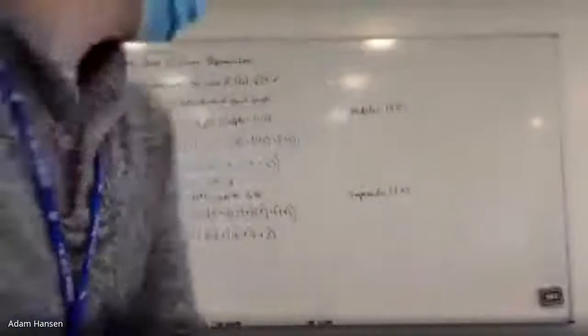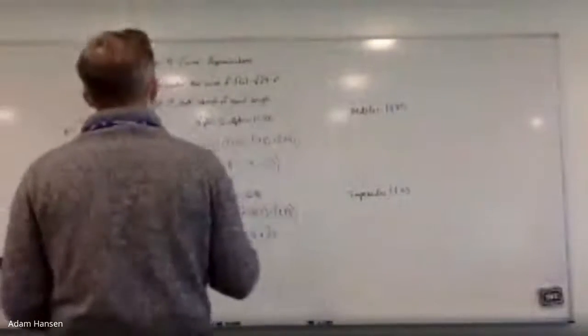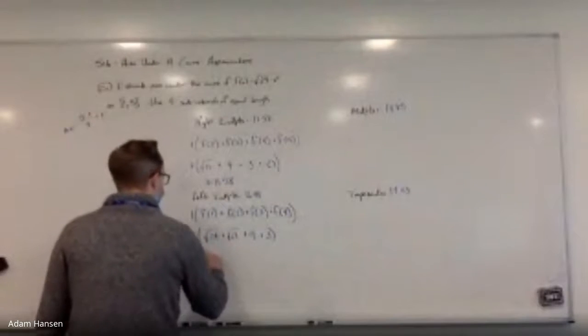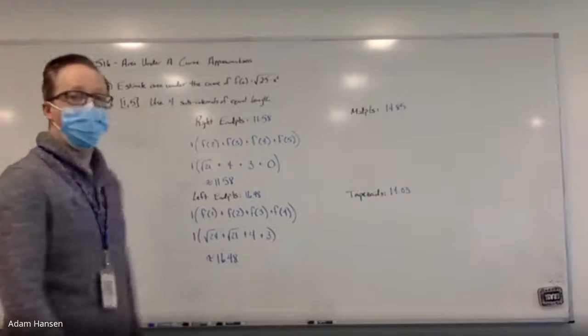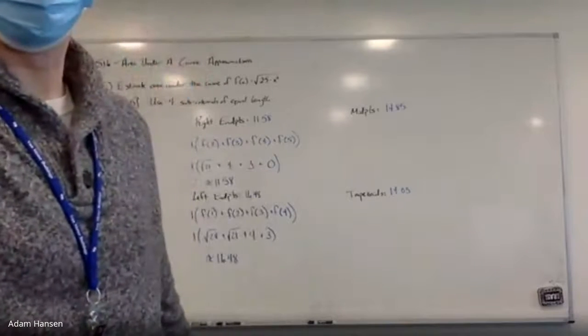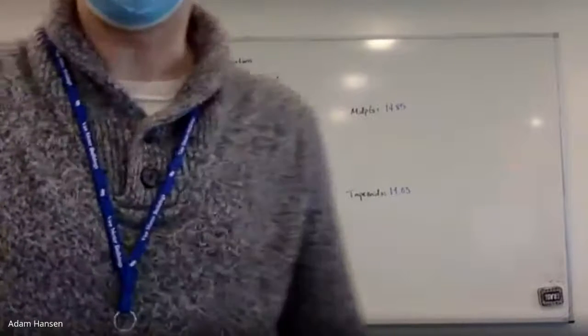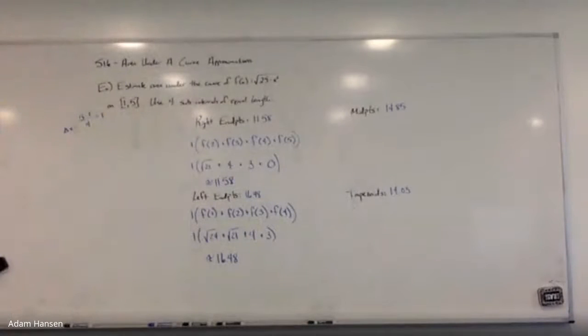Looks like 16.48. Yeah, perfect. Left endpoints, right endpoints. Strictly speaking, back on the screen, the right endpoints were an underestimation. This would be what? Overestimation. Because we have a concave down curve, these left endpoints produce rectangles that are above the function. So I'm including more area by the rectangle than under the curve.